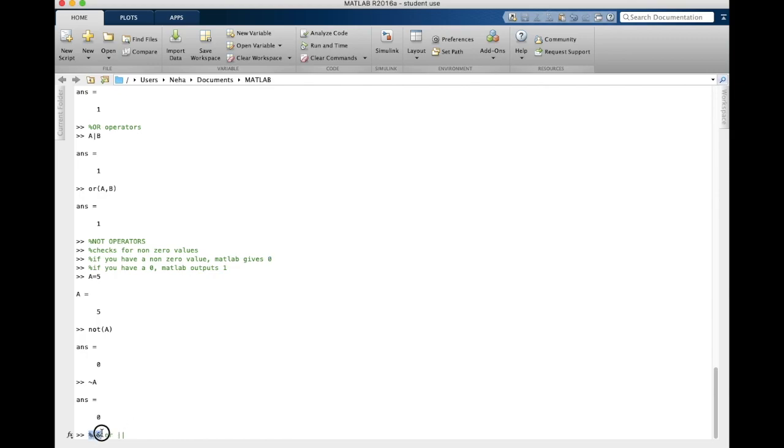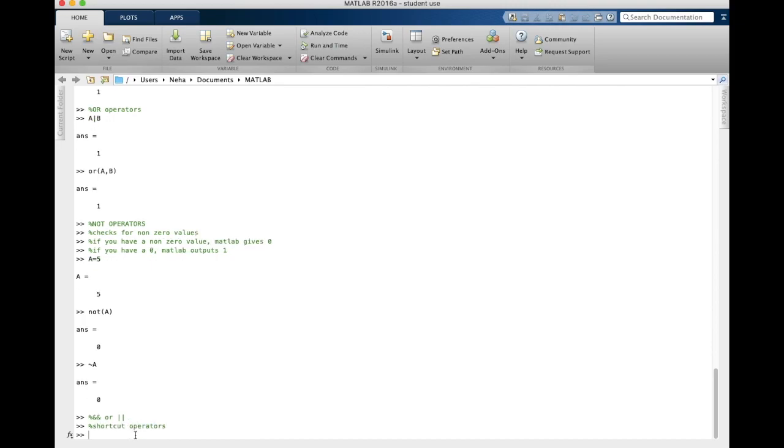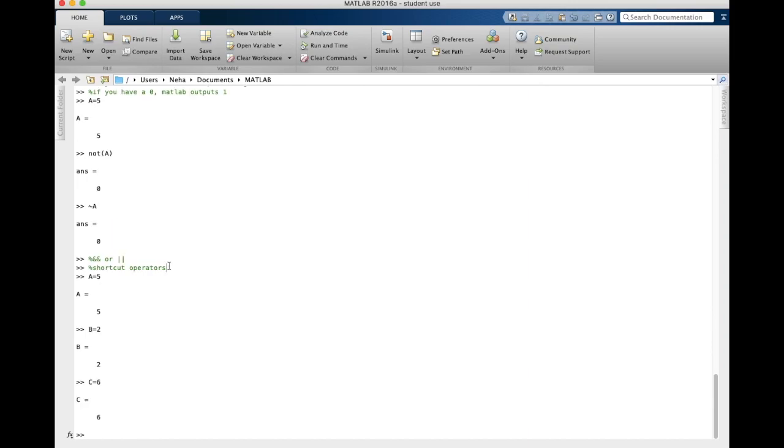Now we also have the double AND and the double OR operator. These are called shortcut operators. So putting these in your code stops MATLAB from evaluating an expression fully. Usually we use the shortcut operators when we are comparing single scalar values. I'll show you an example. And we use the single AND or OR operator when we are comparing sets of data, arrays.